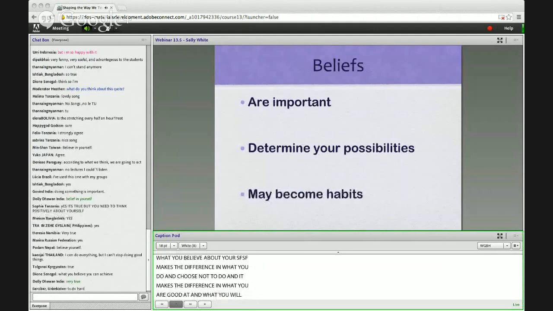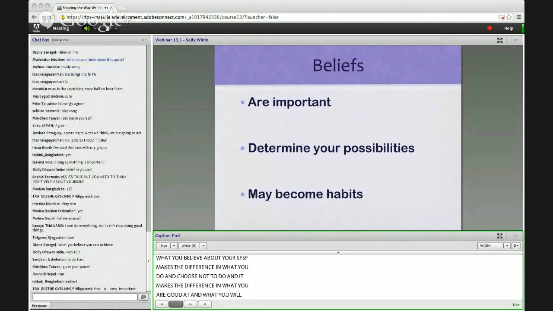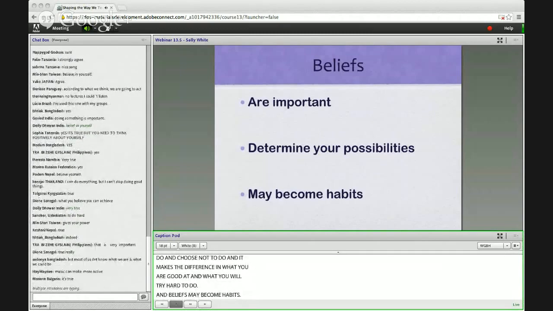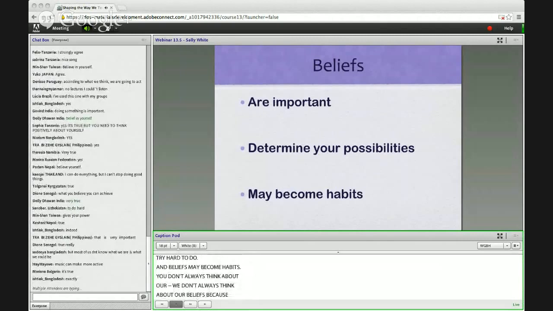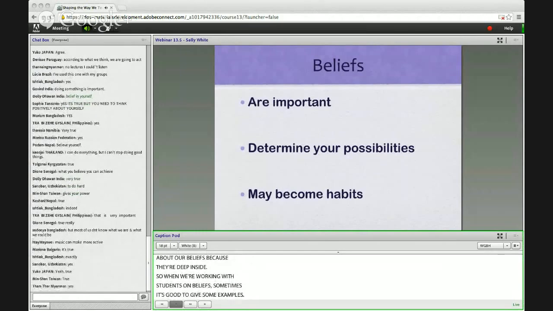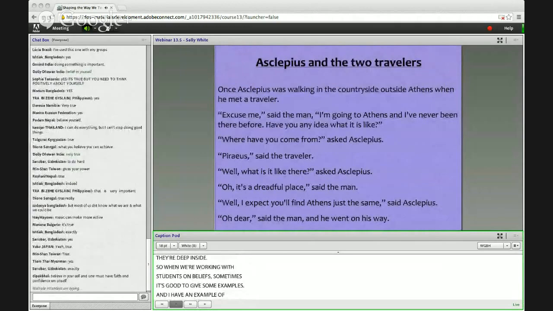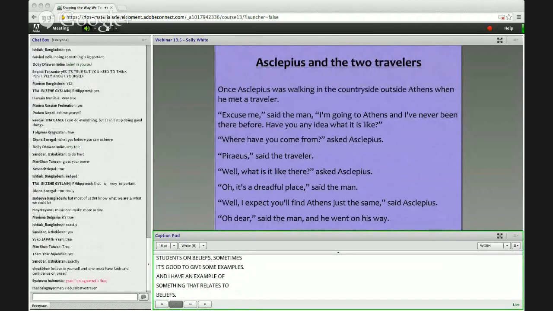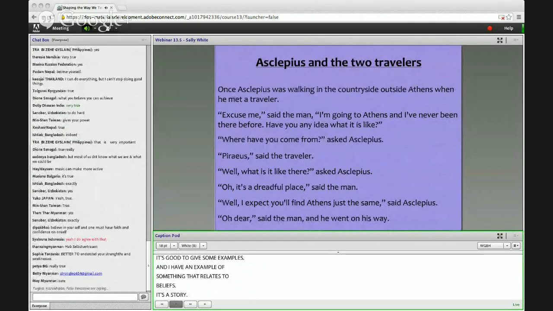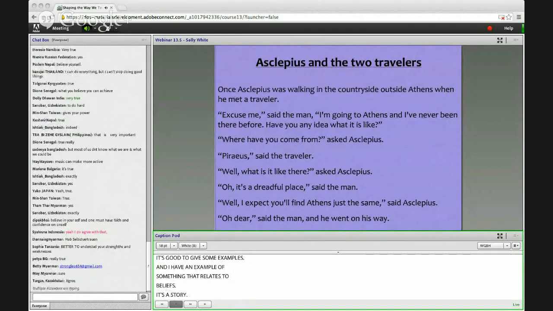And beliefs may become habits. We don't always think about our beliefs because they're deep inside. So when we're working with students on beliefs, sometimes it's good to give some examples. And I have an example of something that relates to beliefs. It's a story. So this is an example of a story that encourages us to think and can invite some lively discussion. So sit back and relax while I read you this story.